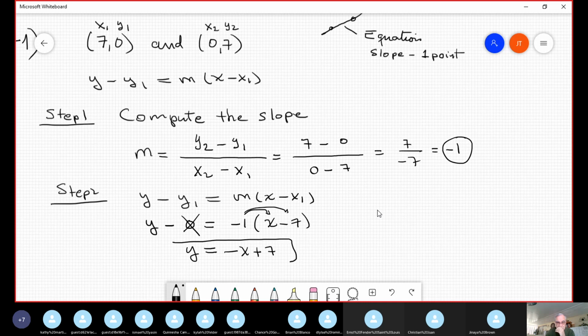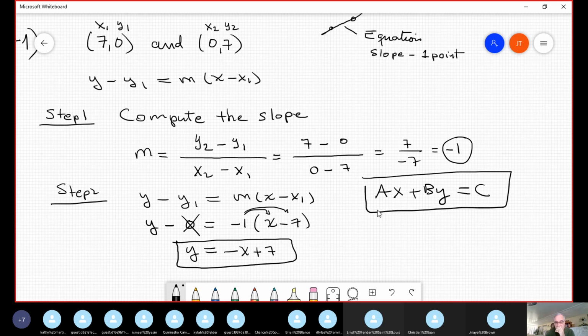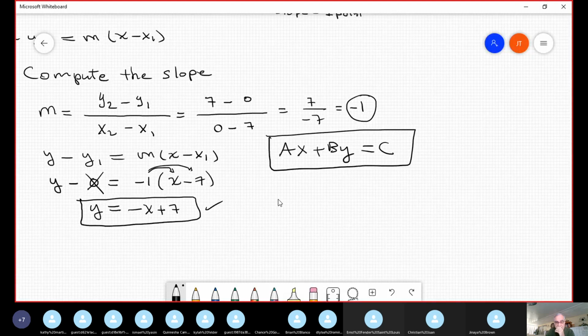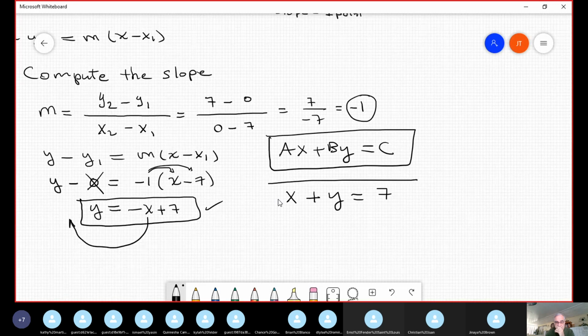This is a good answer, but they want a standard form. Remember, standard is ax plus by equals c. This is standard, and this is slope-intercept. This is the elegant way, however, they want that way. So you move everything that contains the variables x and y to the left. I put x in the first place and y in the second. So x plus y equals 7. End of the story. This is standard, and this is slope-intercept. They are equivalent, the same thing expressed in a different way.